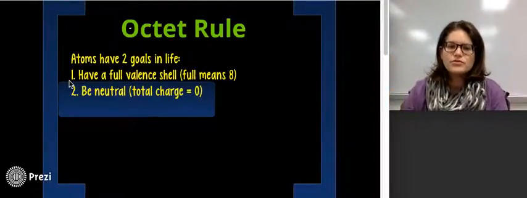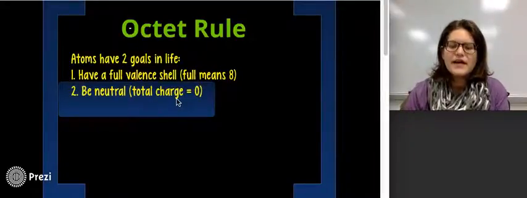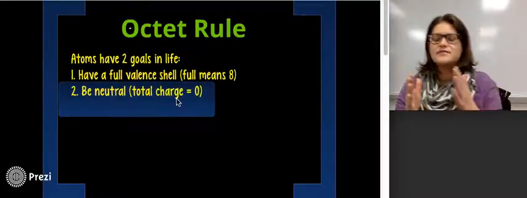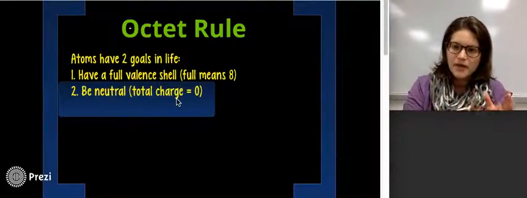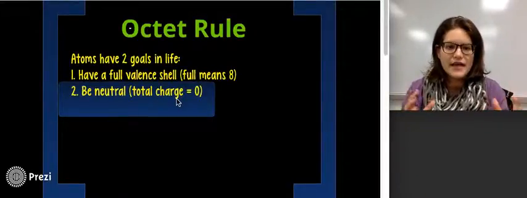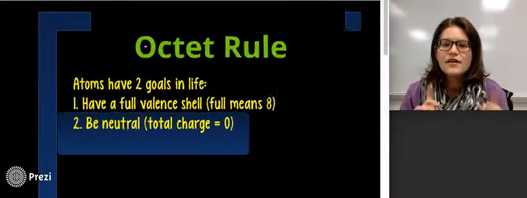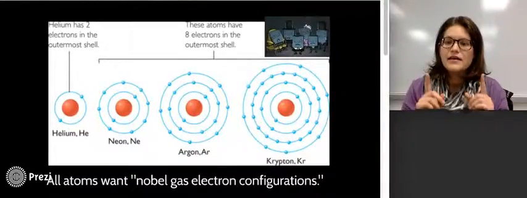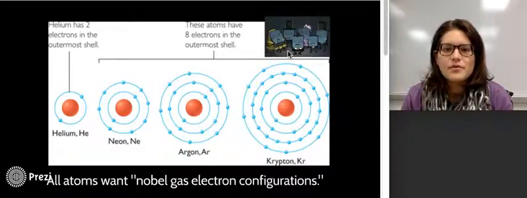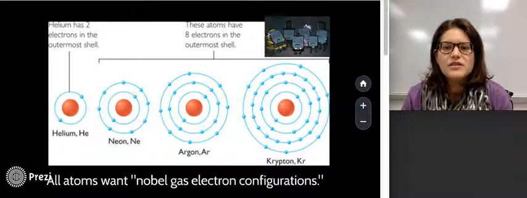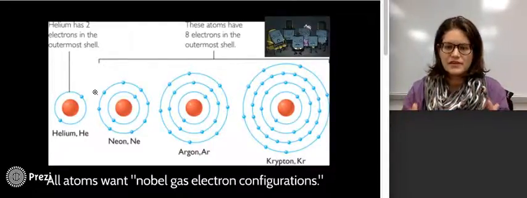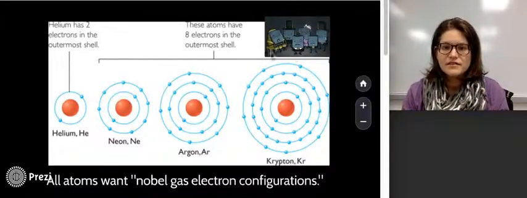And they also want to be neutral, but being neutral is kind of secondary. Being neutral means equal numbers of protons and electrons, so equal number of positively charged particles and negatively charged particles. So that means that they have a total charge of 0. There are some elements already that do this, and those are the noble gases. Remember the noble gases, the little hoity-toity nobility ones? They all have full valence shells. They all have 8 valence electrons.